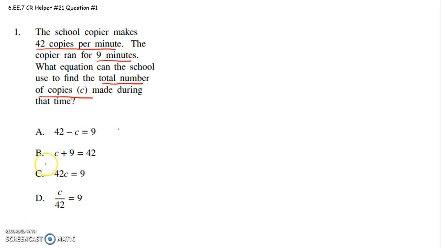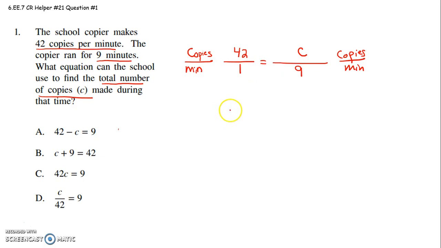I'm going to eventually get to one of these equations, but I'm going to set it up the way I set it up. I do copies over minutes equals copies over minutes. I would just compare. So it's 42 copies per minute. So that means you can make 42 copies in 1 minute. The school ran the copier for 9 minutes. Because it's minutes, I put it on the bottom because I put minutes on the bottom on this side. And we want to know how many copies C can be made during that time.